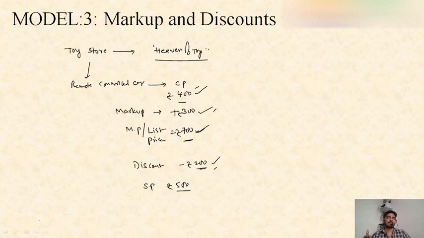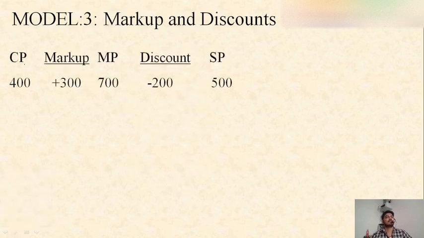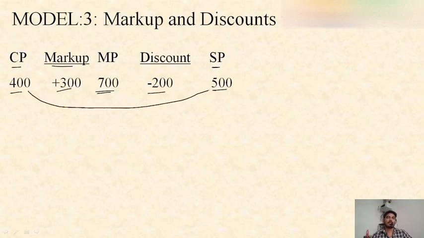The same example problem we try to represent in a different manner here. Let us assume that the remote control cost price was 400 rupees, and you mark up the value by 300 rupees. Now it will be selling for 700 rupees, and then you offer a discount of 200 rupees. Now the actual selling price will be 500 rupees. So from cost price to selling price, you are getting a profit of 100 rupees.